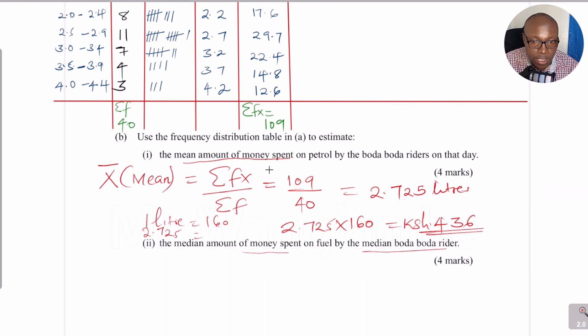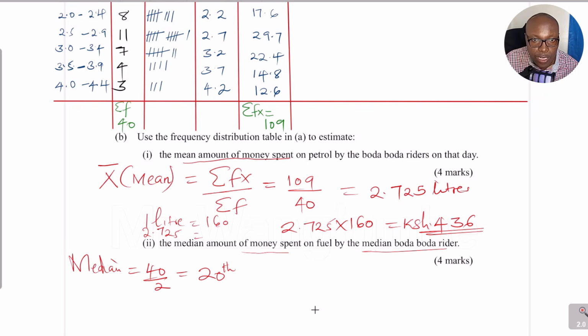So the first thing, we shall get the median amount of petrol that was used, because when we get the median boda rider, that will help us to get the median amount of petrol that was used, and then from there we shall get the median amount of money spent. To get the median amount of petrol used, first of all, we will get the median position. You take the total frequency, all the boda riders are 40, and then you divide by 2. Median is the middle position. So the median amount of petrol will be given by the 20th boda rider.